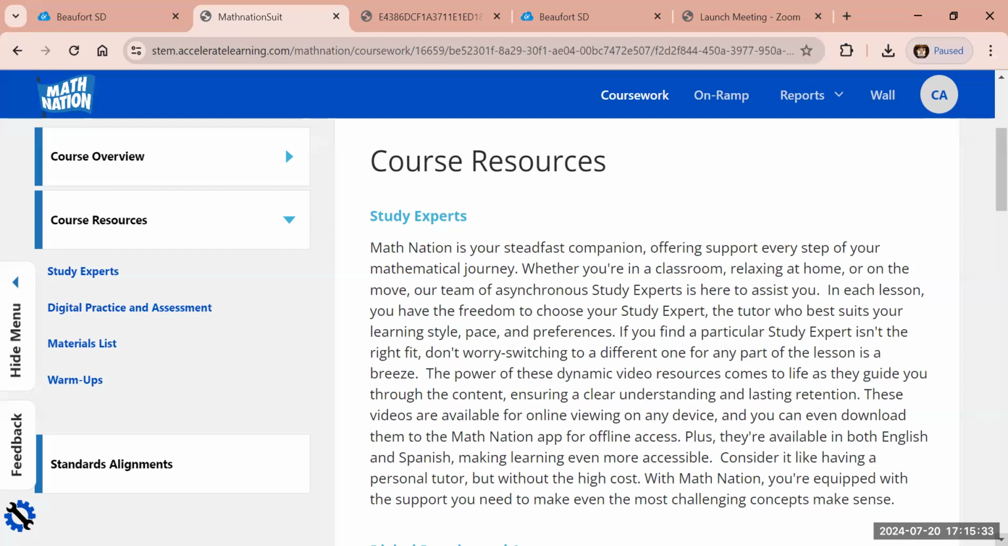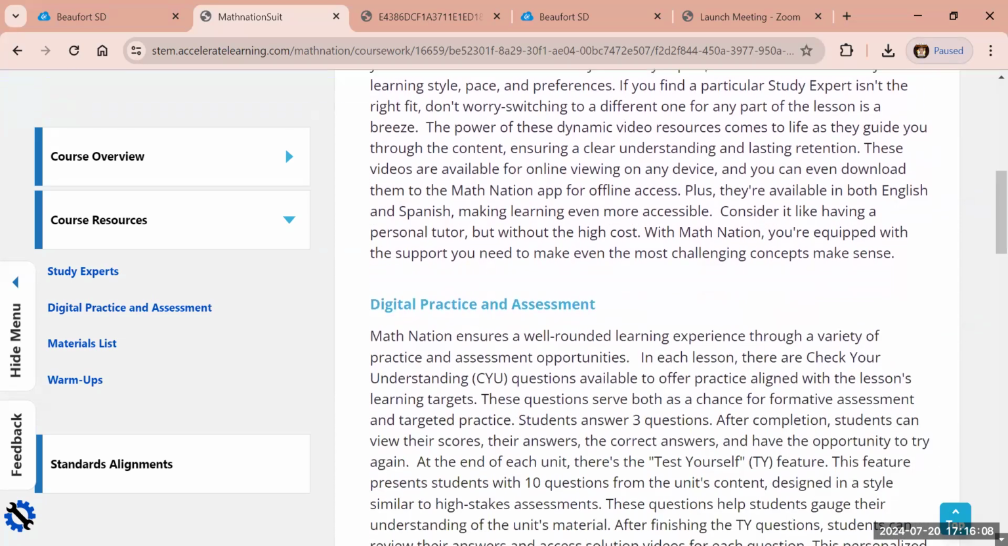Consider it like having a personal tutor, but without a high cost. Oh, that is good. So it means that it is self-explanatory. You can go through by yourself, whether you're at home or in school or on the move. You should be able to understand everything, so it has been broken down to your level of understanding. With Math Nation, you are equipped with the support you need to make even the most challenging concepts make sense. That's so good.